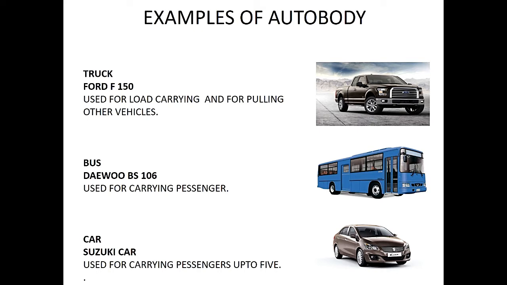The Ford F-150 is used for load carrying and for pulling other vehicles. The bus Daewoo BS-106 is used for carrying passengers. The Suzuki car is used for carrying passengers, up to 5 persons only.